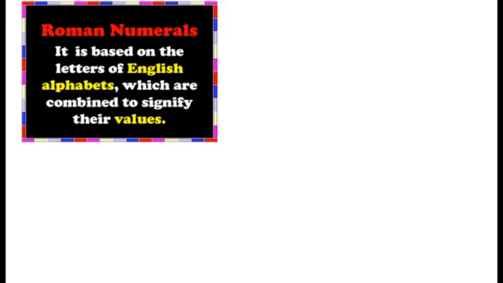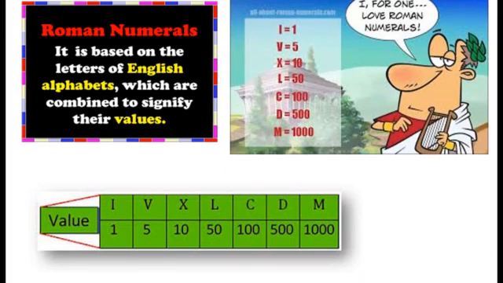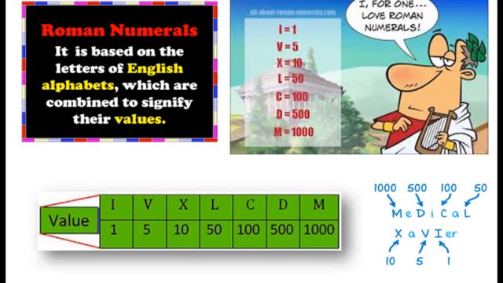They used only 7 basic symbols for writing numerals, and these are the 7 basic symbols which are used. You can see here I stands for 1, V equals 5, X equals 10, L equals 50, C equals 100, D equals 500, and M equals 1000. One more picture, if I show you, all the alphabets are written over here, and these numbers are written.